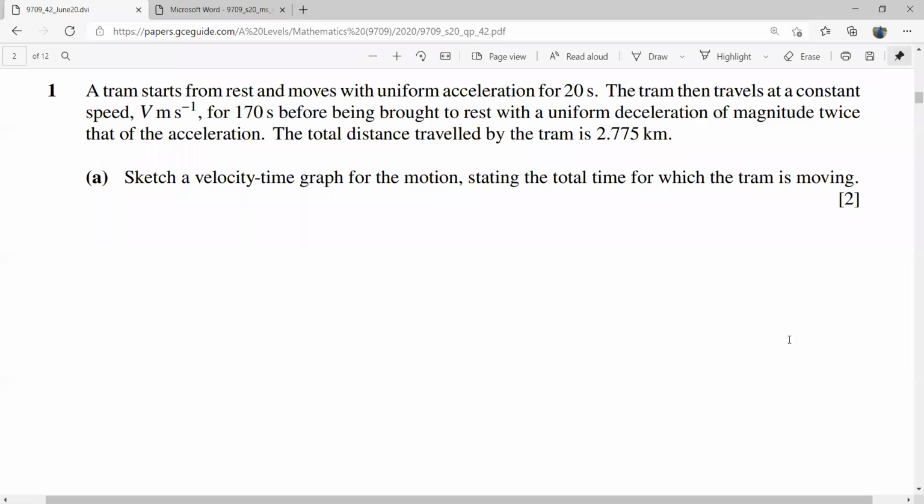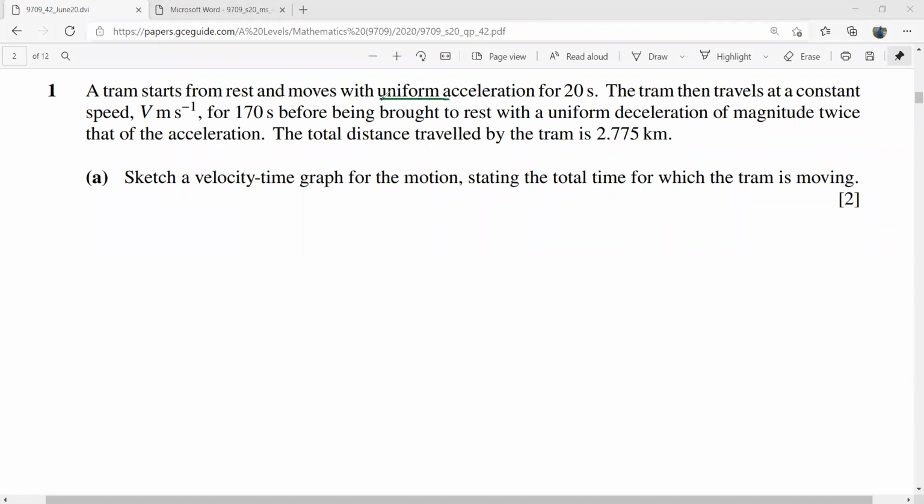Bismillahirrahmanirrahim. We're starting June 2020 paper 4.2. First question, it says, a tram starts from rest and moves with uniform acceleration. With uniform acceleration, so we need to underline this.